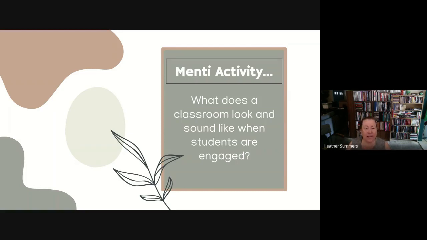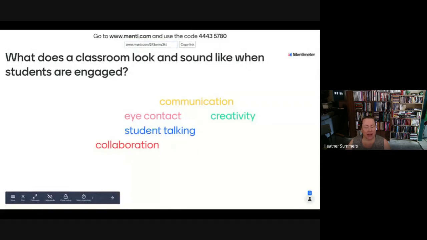What this activity will ask you to do is type in 3 things. You have like 25 characters about what a classroom looks and sounds like when students are engaged. I'm going to give you about a minute to do that, and then I'm going to shift screens so that you can see, as people in real time are typing things in, it starts building our word art bubble.